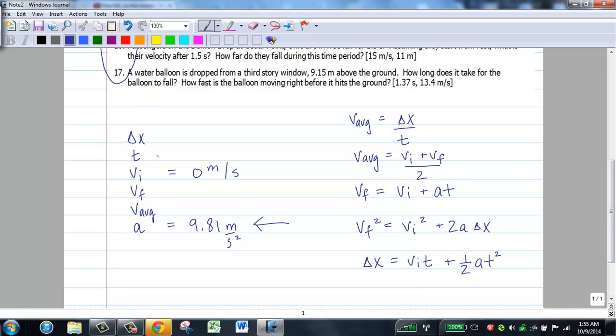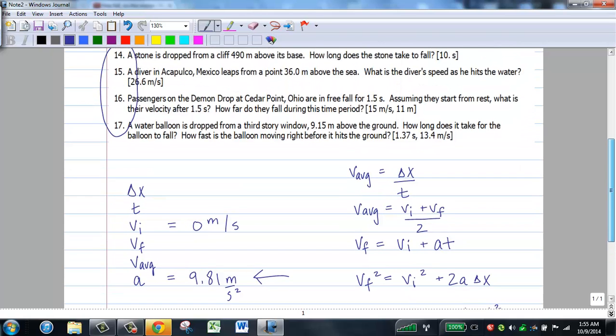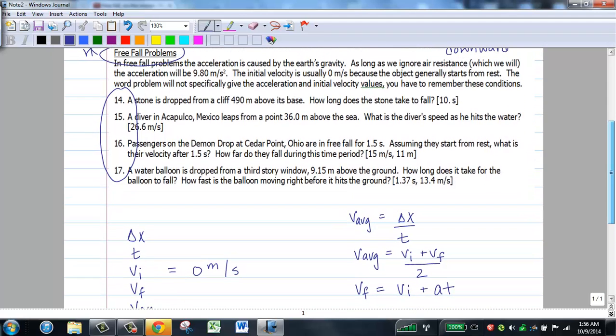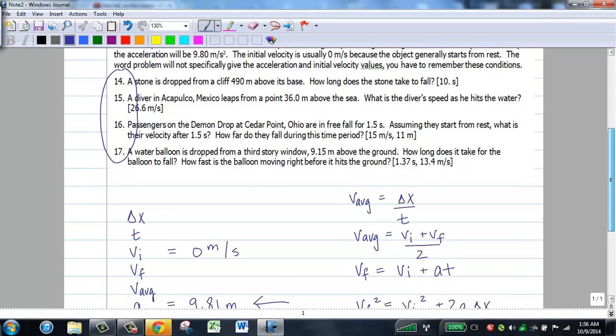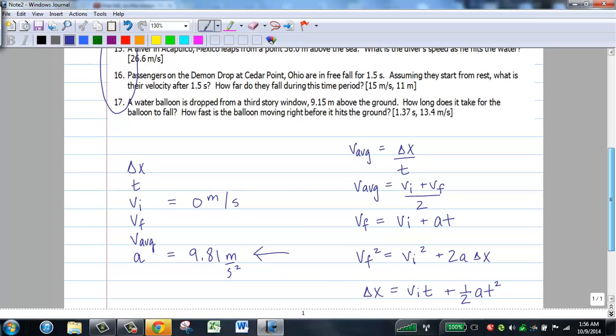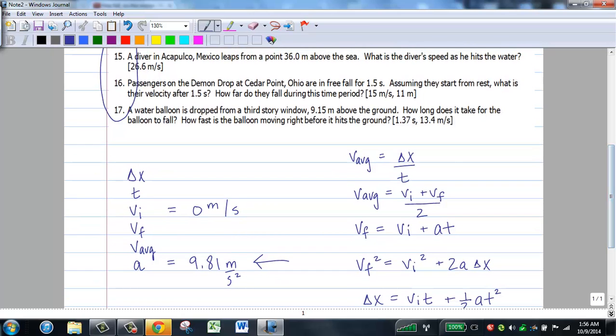Not only do these problems use the same set of variables, they're motion problems, so they use the same set of equations. These problems don't have to be separate from the rest of the motion problems. I separate them from the rest of the motion problems when you're first learning how to do them, so that we can talk about how the acceleration in each of these problems is 9.81 and how the initial velocity is 0.